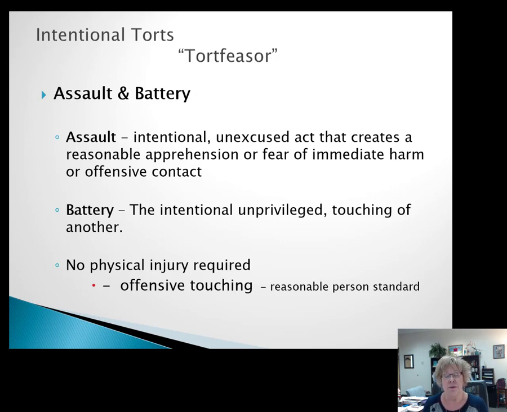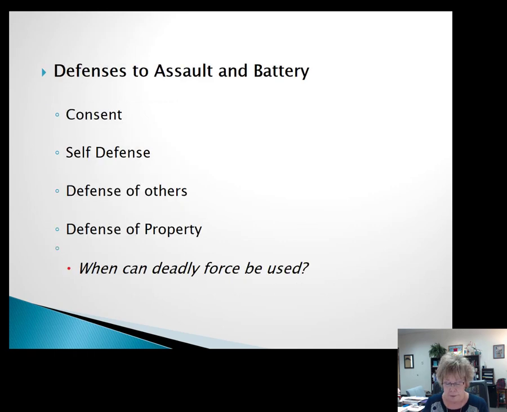And finally, if you're walking along and somebody decides to just grab your little buttocks, we have a potential offensive touching. But again, in that situation, we're only going to win the case and find that it was an offensive touching battery if a reasonable person would have found that touch to be offensive. So we do have to apply that standard to it.